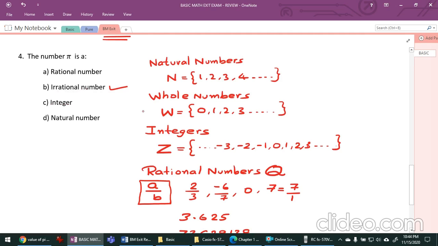It is not an integer. See, does it come here? No, it is not a natural number. Clear? So pi is an irrational number. Remember that.